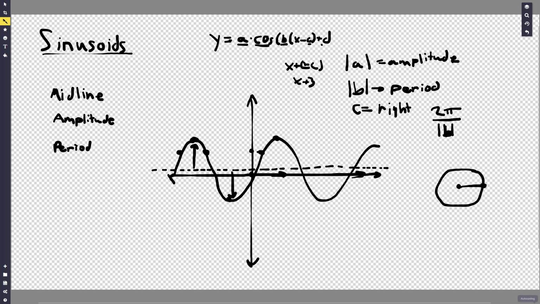And finally, let's cover what d is. d is just the y value of the midline. So for a normal function like y is equal to cosine of x, nothing's being added to it because the midline's at 0. I mean, technically it's plus 0, but by default the midline is at 0. So if it was equal to positive 5, it would be at y level 5. If it was negative 7, it would be at y level negative 7.